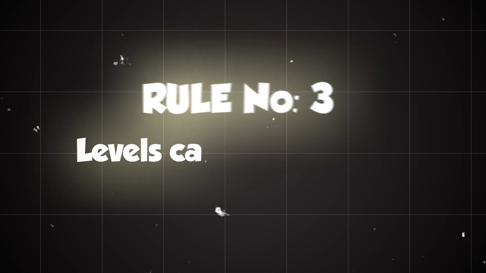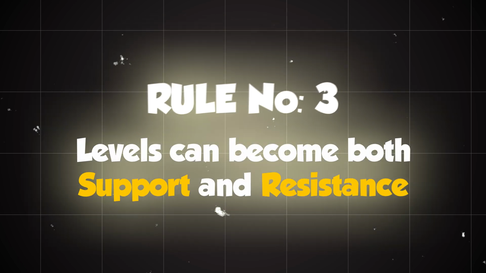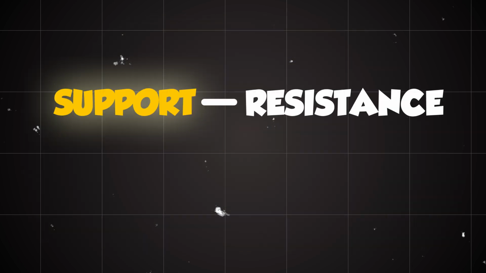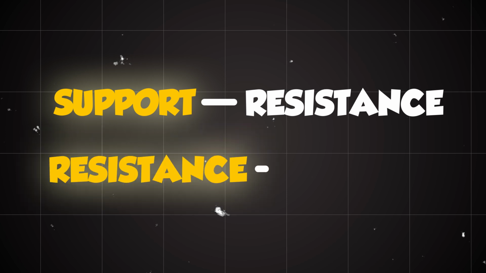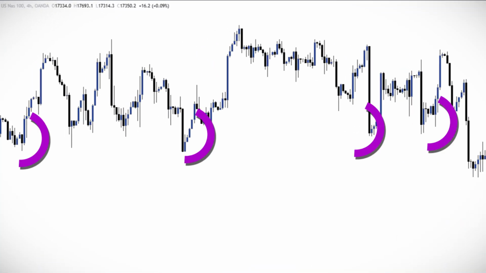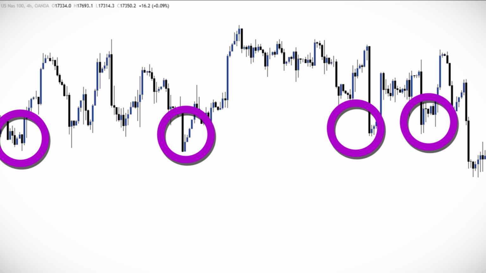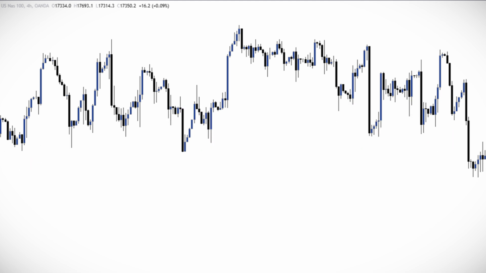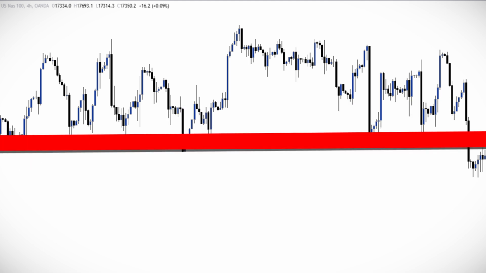Rule number 3, levels can become both support and resistance. Support can become resistance at any point in time. Resistance can also become support at any point in time. So on this chart right here, we had price bouncing up from this area multiple times to the upside, and that makes the area so strong. So we draw our support level here.